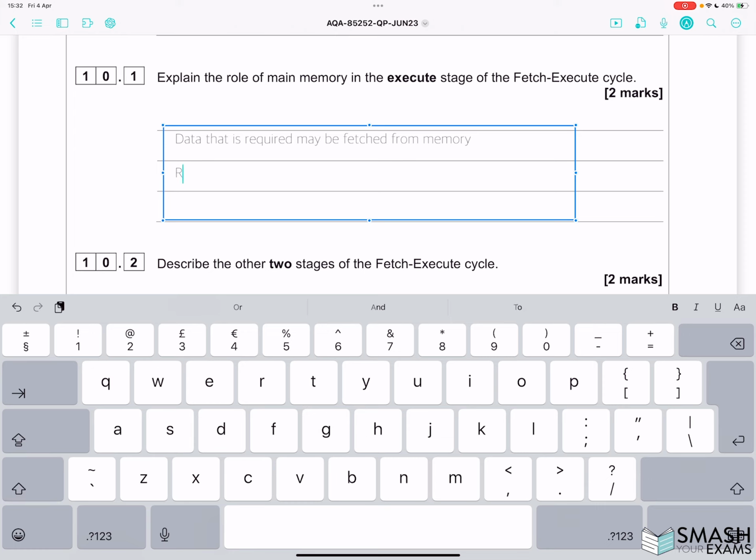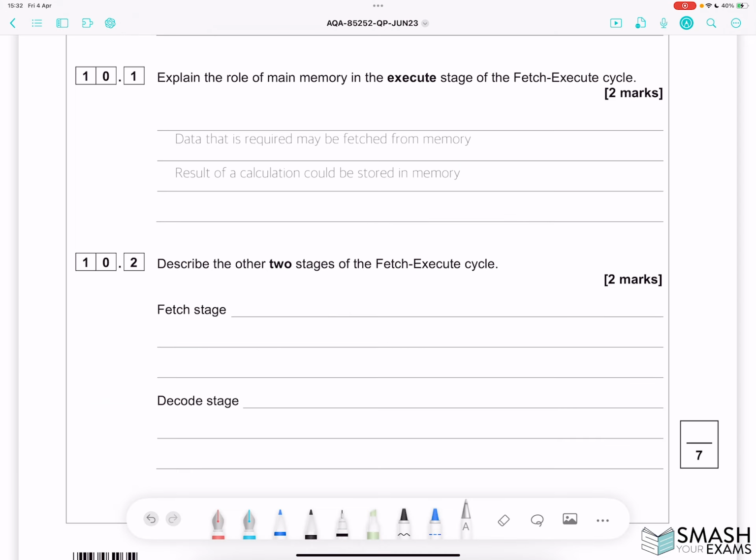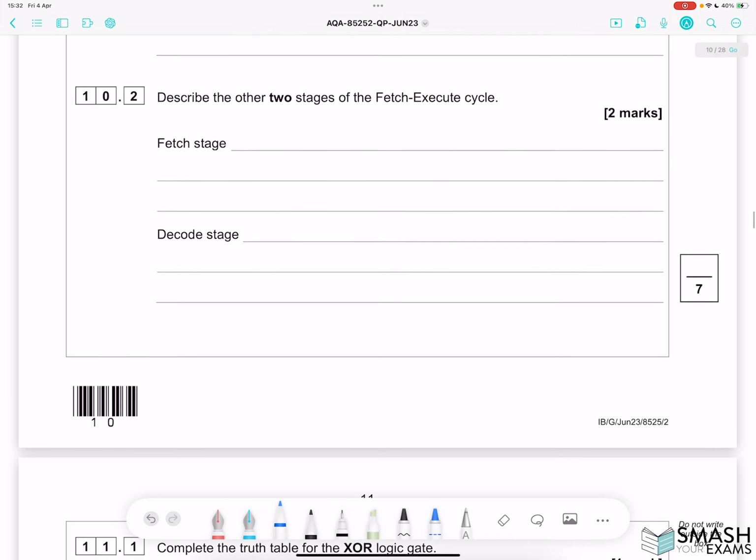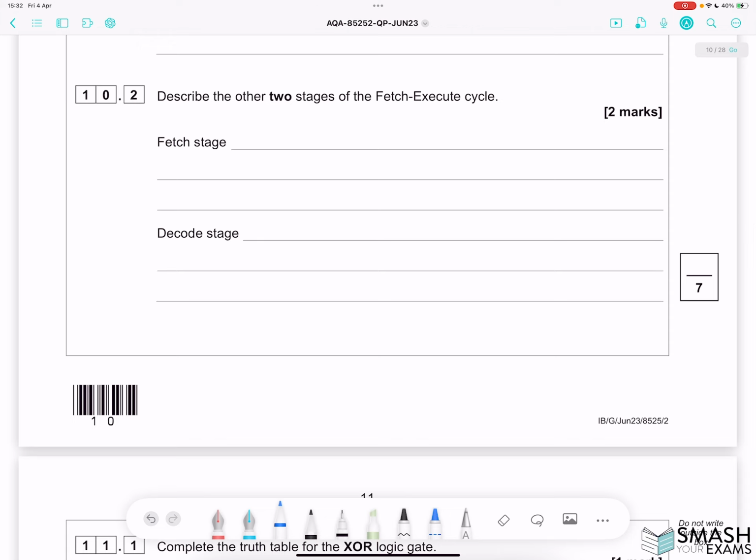We also said that it could be the result of a calculation, for example, could be stored in memory. Okay. So there's two valid things that we could put down. It was worth 2 marks. We have a sufficient amount there to score the marks. We now need to describe 2 stages of the fetch execute cycle. So we know that it goes fetch first, then we've got the decode part second. So let's do them in turn.